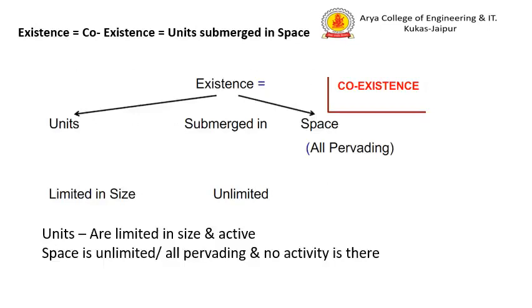So let's see it once again. As I told you, existence means units and space, and the units are inside this space. That is, they are submerged in the space. Units are limited in size. They have an appropriate size. And space is everywhere, that is all pervading, it is unlimited. And both are coexisting, that is units are there in space, units are existing with other units.